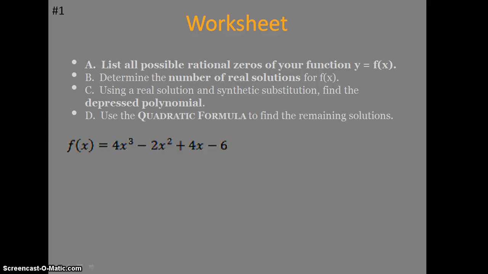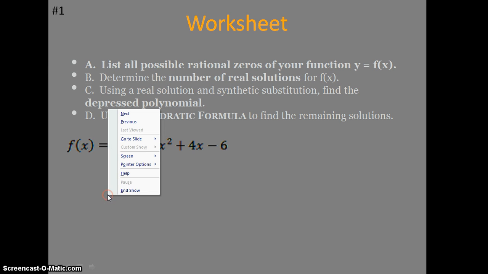All right, you should have your worksheet in front of you that has 4 problems on it with A, B, C, and D, and we are going to work out 1 and 2, and you'll be responsible for 3 and 4. Part A says list all the possible rational zeros of your function.